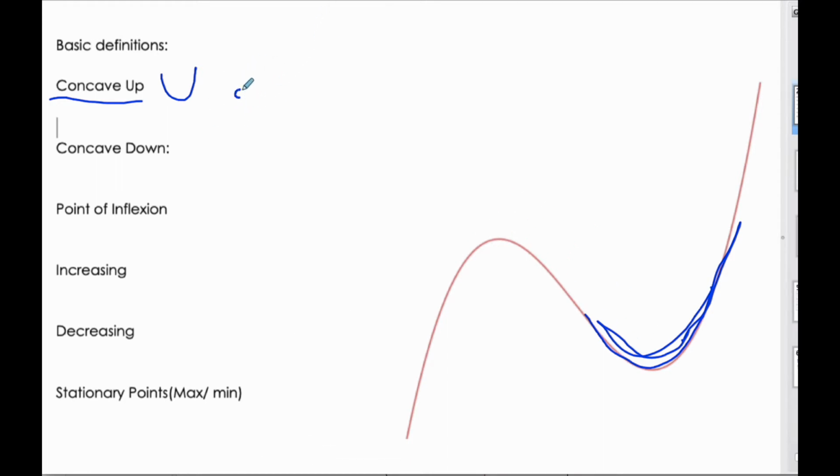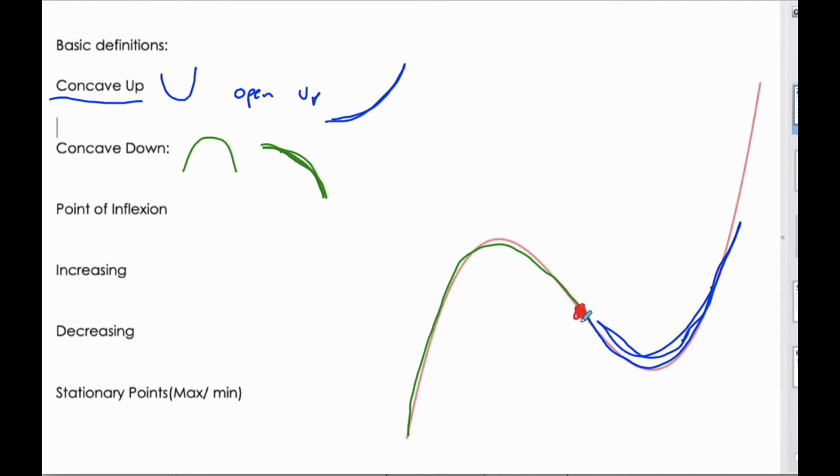It opens upwards. So even a graph that's exponential like this is concave up. It's always going upwards. And concave down, to change to green, is when the graph is going downwards. So if I have a graph like this, this is always concave down, opening downwards.